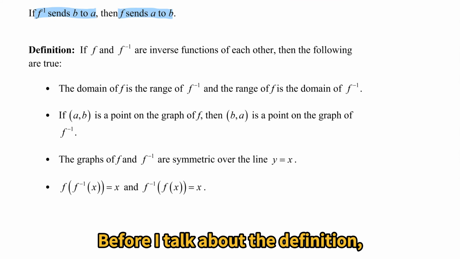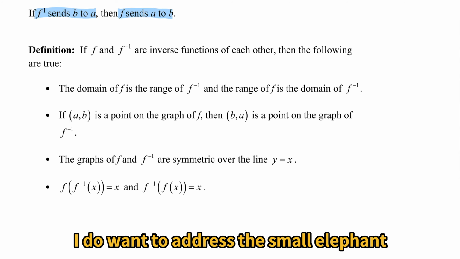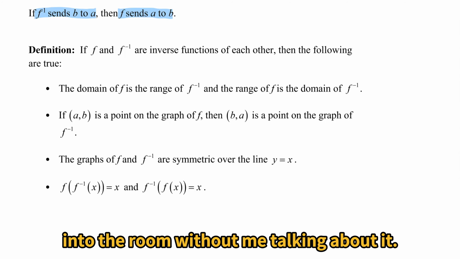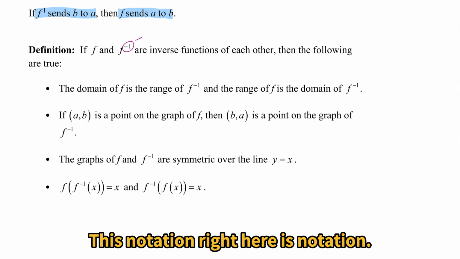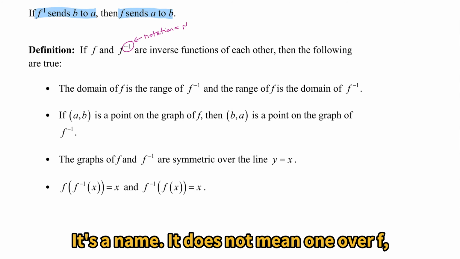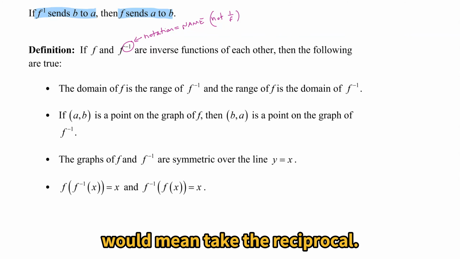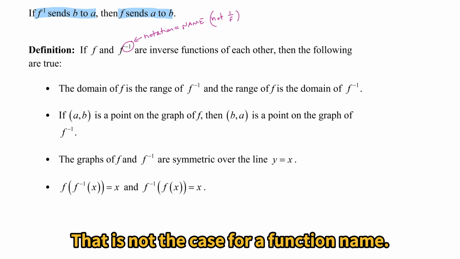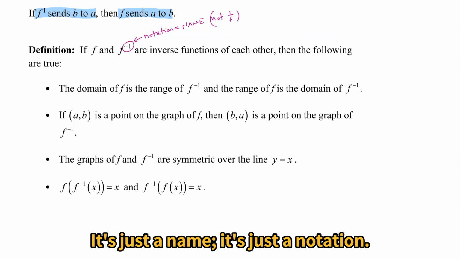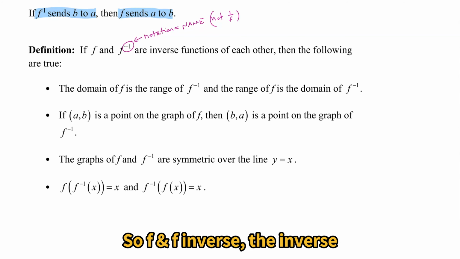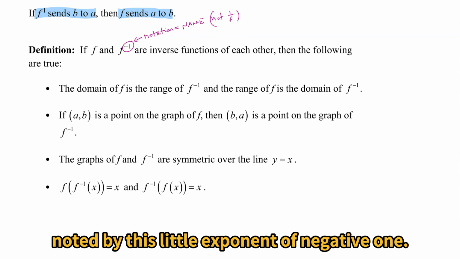Before I talk about the definition, I do want to address the small elephant that has walked into the room without me talking about it. This notation right here is notation. It's a name. It does not mean 1 over f. Even though traditionally a -1 exponent would mean take the reciprocal, that is not the case for a function name. It's just a name, it's just a notation. So f and f inverse, the inverse noted by this little exponent of -1.